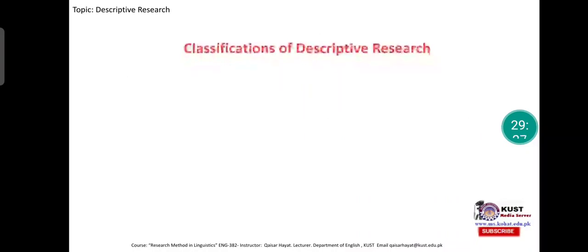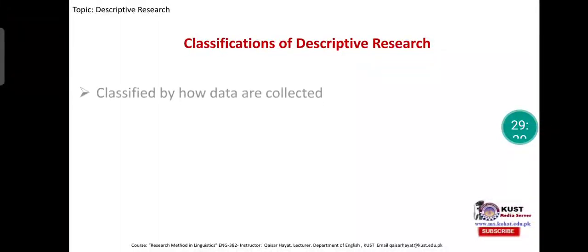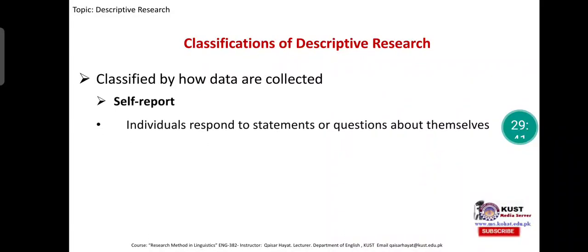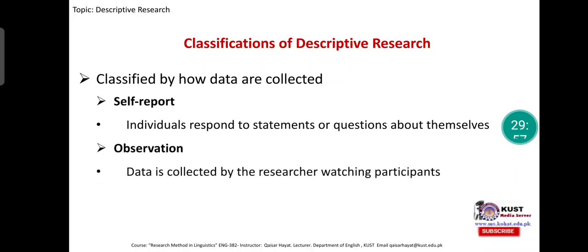So after the errors, classification of descriptive research. Classification is through how data is collected, how you collect your data. Self-reports are prepared. Individuals respond to statements or questions about themselves. In self-report, the participant directly gives you data. Direct data is collected. In observation, what happens? Data is collected by the researcher watching the participant.